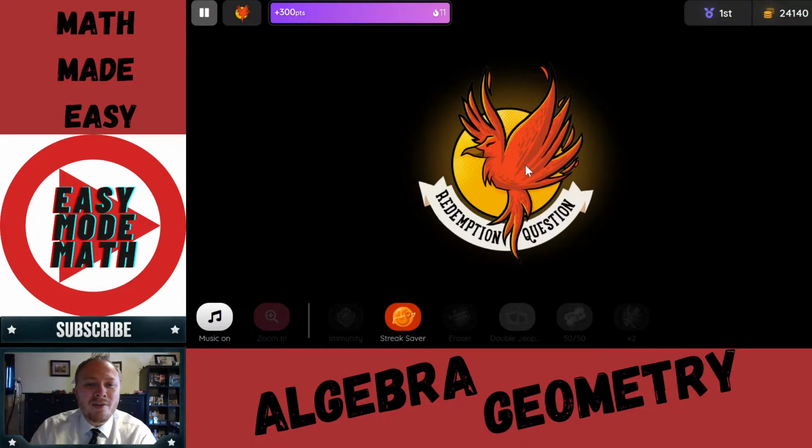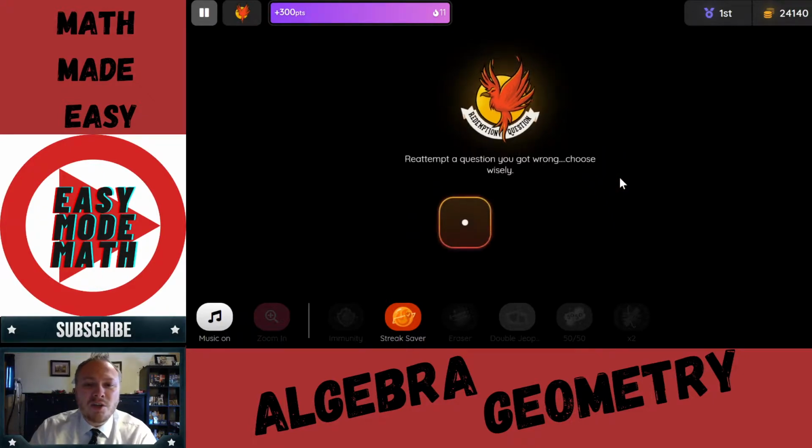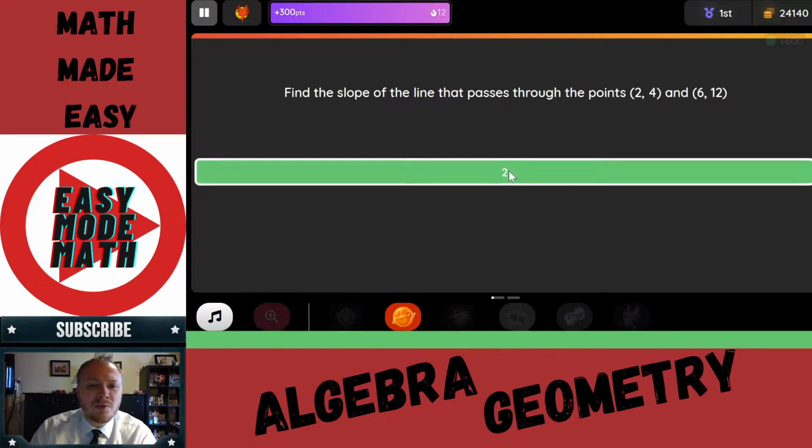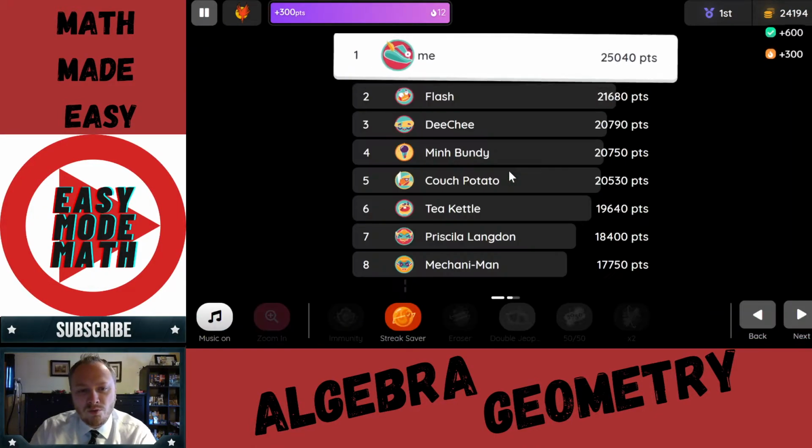And there you have it, guys. Let's take a look at our redemption question. Find the slope of the line that passes through the points 2, 4, and 6, 12. Let's go ahead and subtract the 12 and the 4 to get 8. Subtract the 6 and the 2 to get 4, and then divide, so hopefully we should have positive 2. Very good.